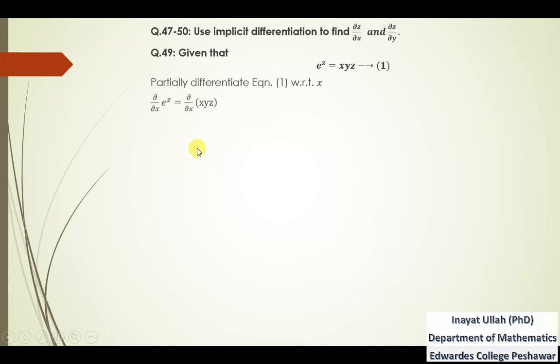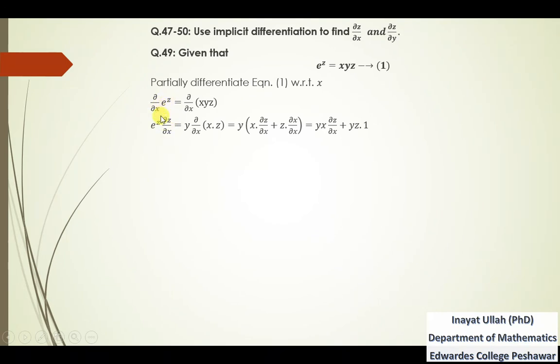So that's the same question: use implicit differentiation to find del z del x and del z del y, given that in question number 49, e^z is equal to xyz. Partially differentiate this equation with respect to x, both sides, to get del del x of e^z and del del x of xyz. That is e power u. So derivative of e power u is the same e power u into derivative of the power.